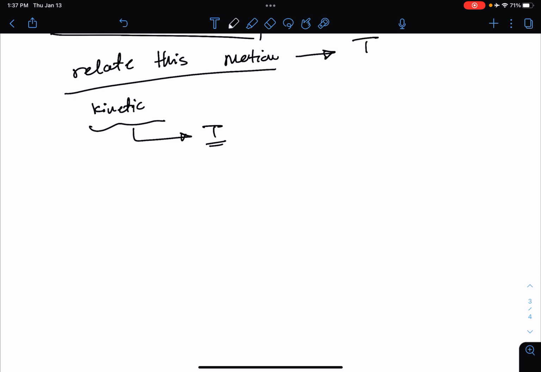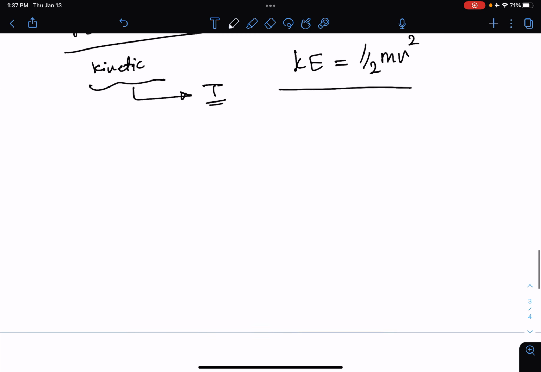Let's say we are talking about a car, not a molecule. How can we find the kinetic energy of a car that is moving? Kinetic energy of a moving car, of a moving object. The mass is mass and its speed squared times one half. That's it. It's a very famous formula. You have seen it many times.